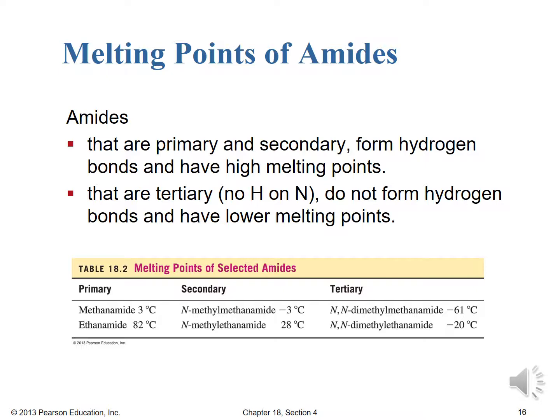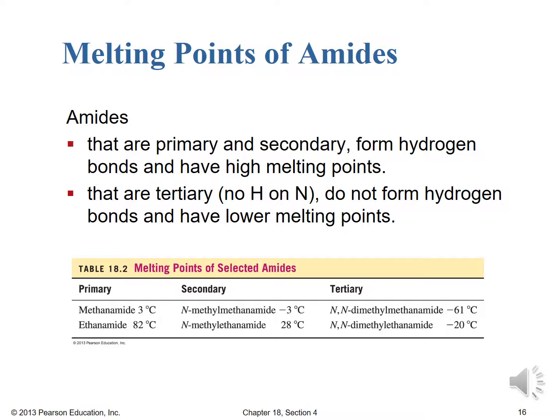So if we look here at table 18.2, we see primary amides like methanamide and ethanamide have relatively high melting points for such small compounds, so 3 degrees Celsius and 82 degrees Celsius respectively. If we look at the secondary examples, just adding a methyl group to the nitrogen of the amide, now we see that we have lower melting points than the primary, but still higher than these tertiaries, which are well below room temperature with -61 and -20 if we add another methyl group to that nitrogen to make a tertiary amide.